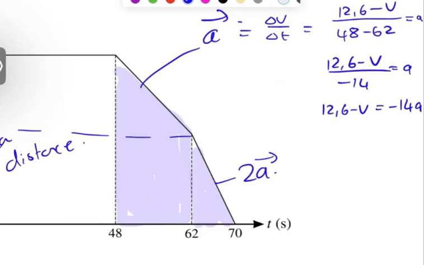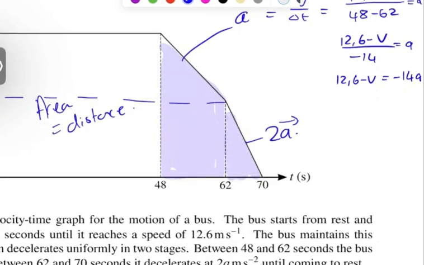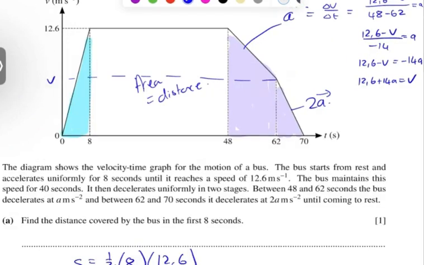If I'm going to do a simultaneous equation, I might want to make A the subject of the formula. But anyway, let's maybe make V the subject. So 12.6 plus 14A is equal to V. I know that my gradient is my acceleration, so I've just written up something there. Now I'm going to do another formula here. I'm going to say my acceleration is my change in velocity over change in time. So this time I'm going from V to 0, and I'm going from 62 to 70, and that is equal to 2 times my acceleration.